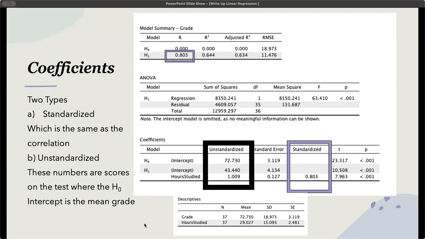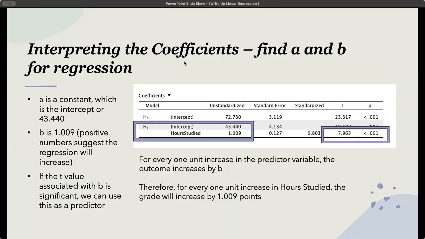Okay, we'll continue. To interpret the coefficients, we need to find both A and B for the regression. So we have A and B in the chart right here, and A is a constant, which is the intercept, 43.440. So here is A, 43.440 in the purple box. B is 1.009. So this is a positive number.